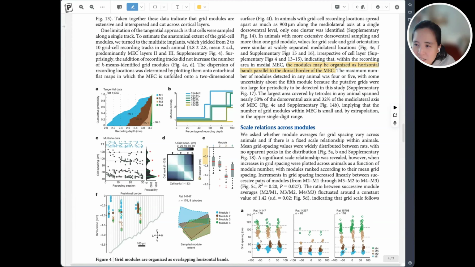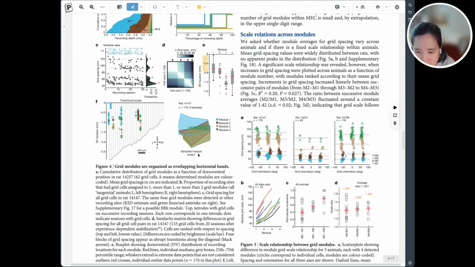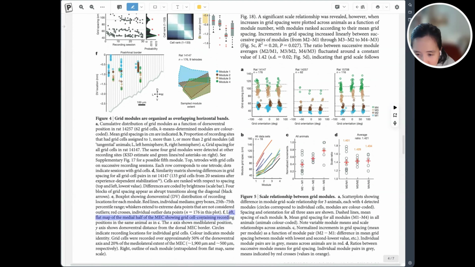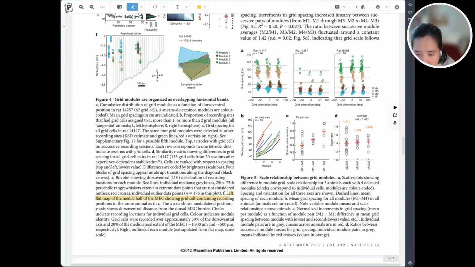I don't know how to interpret that picture, but it seems to imply that it's showing the different modules at different depths of the entorhinal cortex, and that they're mixed together. Is that the picture that says, hey, these things are all mixed in different layers? Is that what that's showing? That's my interpretation. Let's see. So F left, not that. They don't have an explanation for this. Oh, right. Outline of each module extrapolated from flat map, same scale. Okay, well, that's not really helpful.